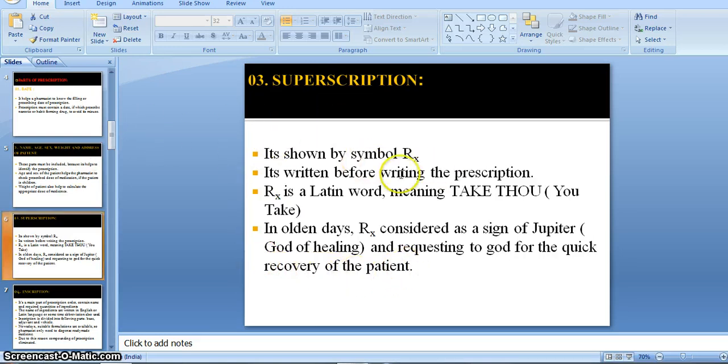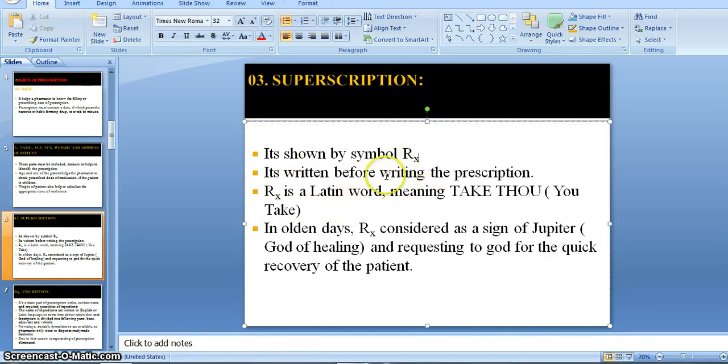Then RX is a simple one. RX is one kind of symbol, right? It is written at the top of the prescription, on the left-hand side. After writing this, the name of the medicines and what kind of doses the doctor needs to prescribe are written on the prescription, right? Before writing the name of the drug, the doctors always write the RX symbol, right?